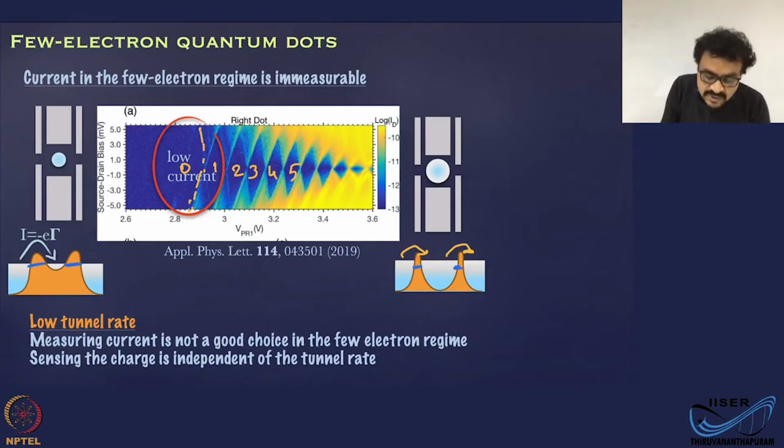You can sense the motion of the charge. So if you have some kind of device where you can sense the charge rather than sensing the current, the current senses the tunnel rate, whereas the charge sensor is going to sense the charge, not the rate, whether there is a transition or not, that the overall electron number is changing or not. That's what the charge sensor is going to sense. So what you really need is a charge sensor, not a current sensor, specifically in this case.